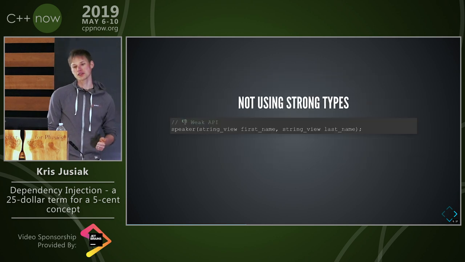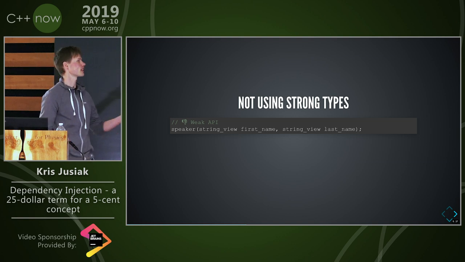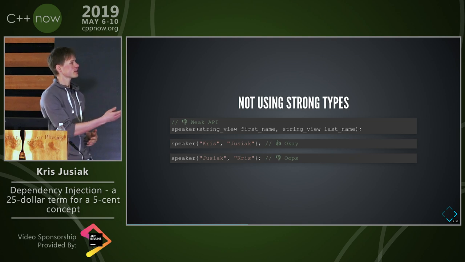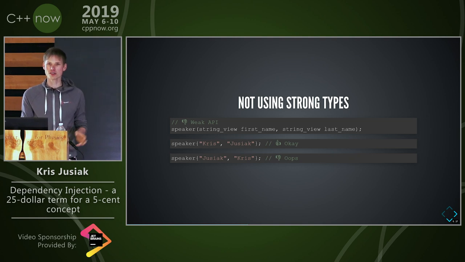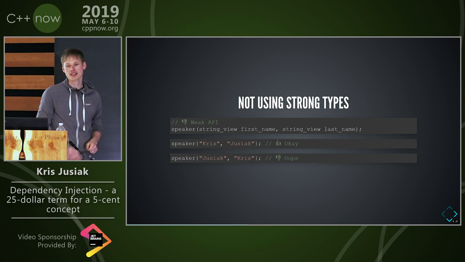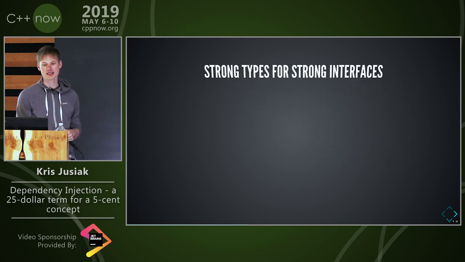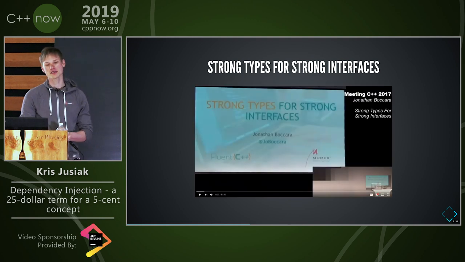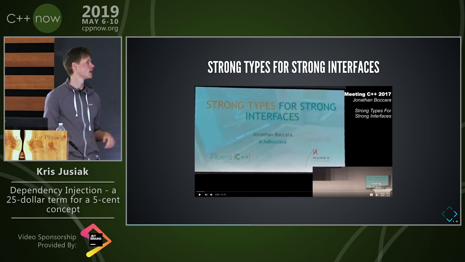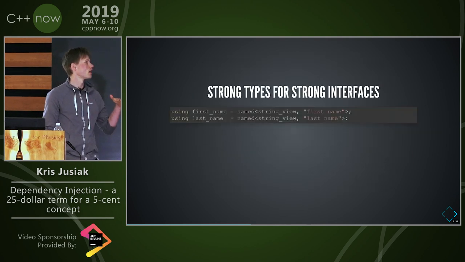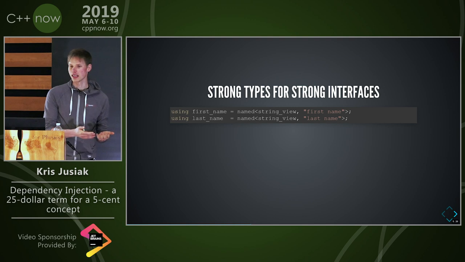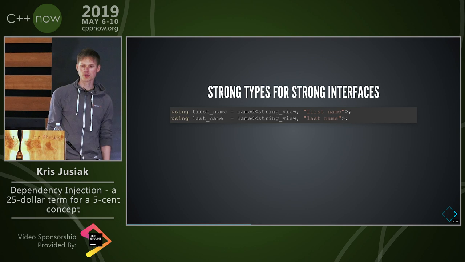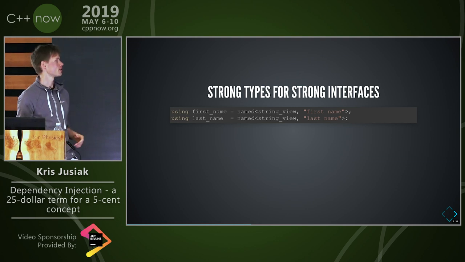Yet another one is not using strong types. As you probably know, that would be a weak API, because we can easily mistake the order, and it will compile. It will sort of work, but it won't do what you need. So not the best. There's a really good talk by Jonathan, which I would advise to watch if you haven't, about strong types for strong interfaces. We can introduce named parameters, and named parameters are really good with DI, because you can inject specific things into specific constructors very easily with that.